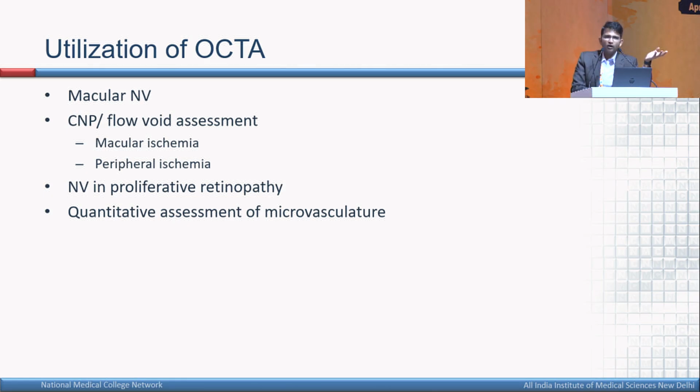Now, broadly speaking, the utilization of OCT angiography lies in detection of the macular neovascularization and characterization of that. And then you have the capillary non-perfusion or the flow void areas that you want to assess. So this is the qualitative assessment, and then in proliferative retinopathies, you can use OCT angiography as an alternative to fluorescein angiography for assessment of early neovascularizations.